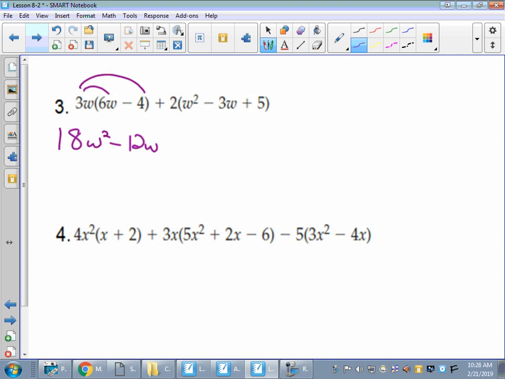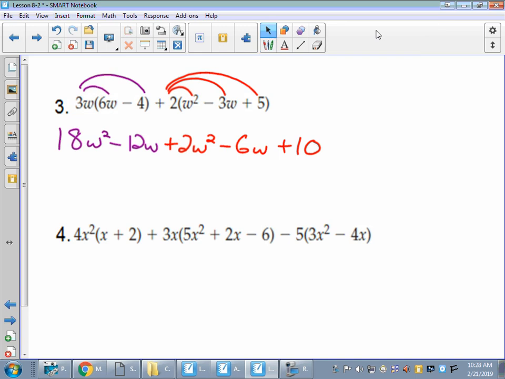Okay. Now we're going to go on to the second set over here. So in this one, we've got a 2 times a w squared is going to be a 2w squared. And just remember, they all need a sign in front of them, a positive or a negative. Every term does. If it doesn't have one, then we assume it's positive, like this 3w. Okay. Now we go 2 times negative 3w gives us a negative 6w. And then we've got a 2 times 5 gives us a positive 10.